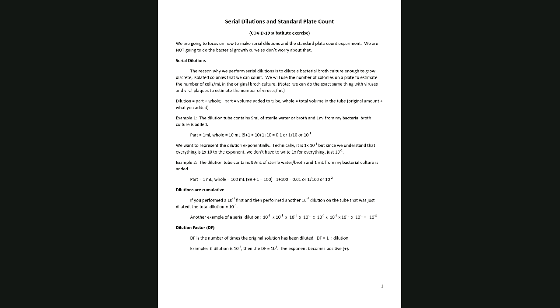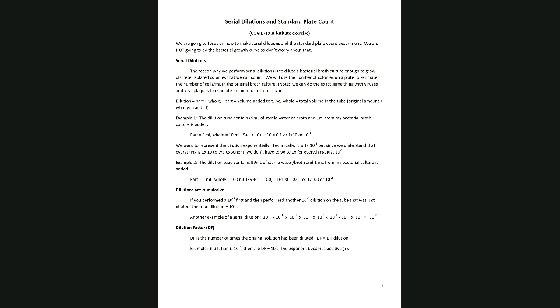So 1 over 10 is the same as 0.1, or 1/10. But we do like to use exponents because we need to use them for the calculation. So 1/10 is the same as 10 to the negative 1. And yes, technically it's 1 times 10 to the negative 1, but it's 1 times everything, and so we understand that, so we don't have to say that. We can just talk about 10 to whatever the exponent is.